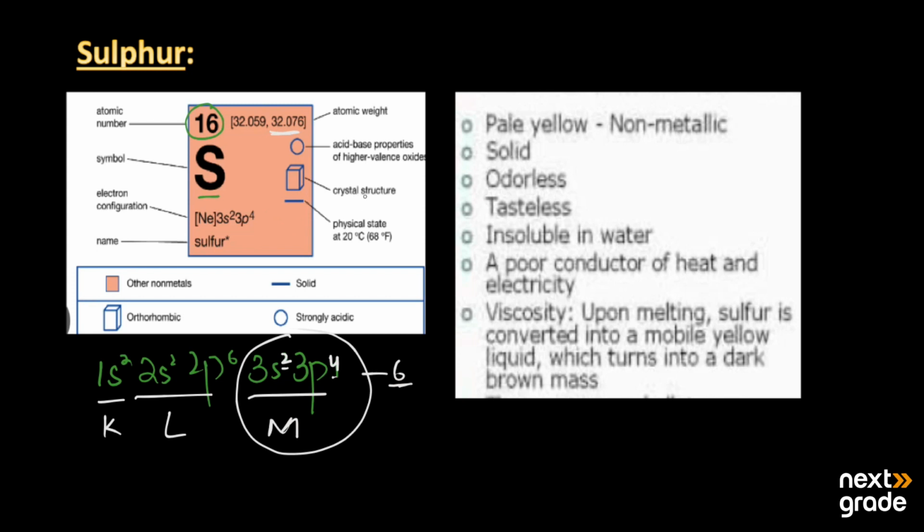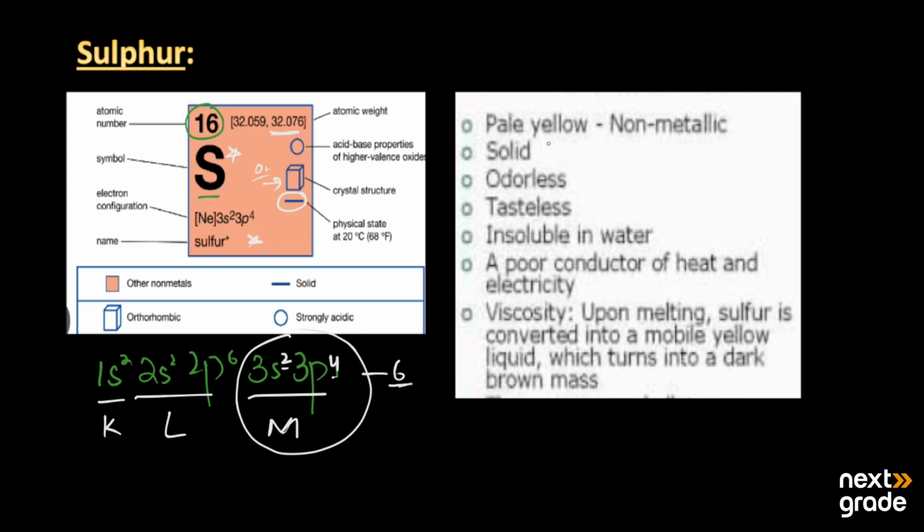Its crystal structure is basically orthorhombic, which is similar to oxygen. If we look at its acidic-basic properties, it is strongly acidic in nature. It is present in the solid state and it is basically a non-metal.